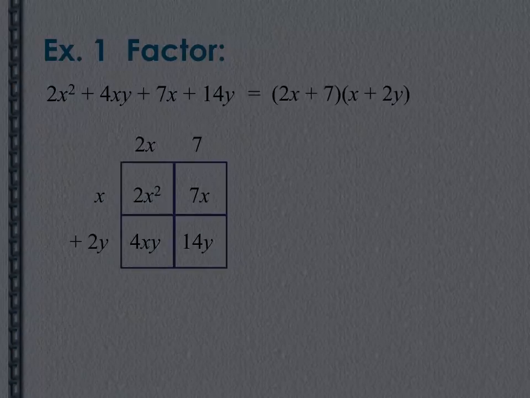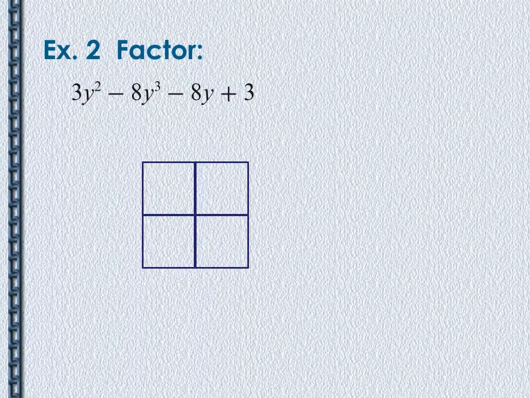Now the next example. It's not written in standard form. If it were in standard form, the negative 8y cubed, right, the term with the highest exponent would come first, so we'll put it here. The constant term would come last. And then you can put the remaining terms in any order along the diagonal.